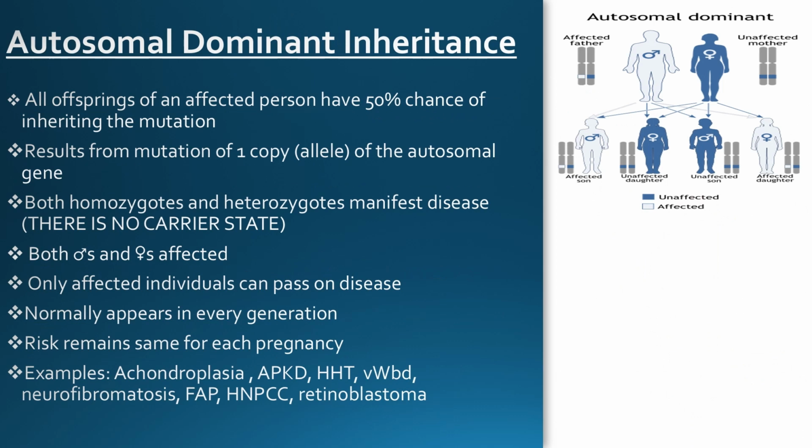Starting off with autosomal dominant inheritance, in which all offspring of an affected person will have a 50% chance of inheriting the mutation. Only one copy or allele of the autosomal gene is needed for the disease to manifest. Both male and female children will be affected, and only the affected individuals can pass on the disease. Normally, it appears in every generation. Here, the father has one mutated or affected gene, and this results in 50% of his offspring being affected, whereas the other 50% are unaffected.